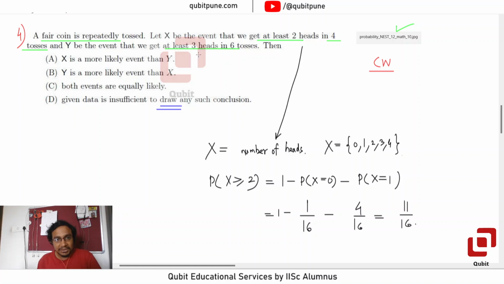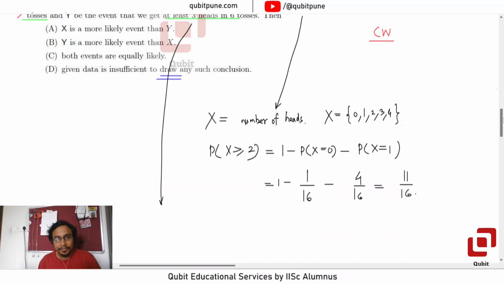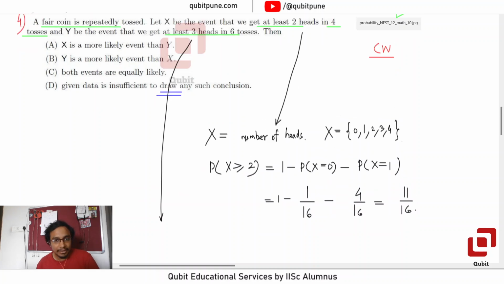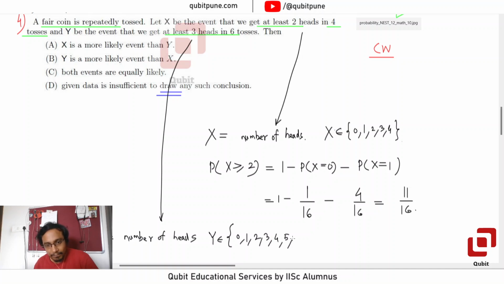Now let's go to this. At least 3. Let me write this here. And now let the random variable be denoted by y, number of heads again. So what will its range be? Oh sorry, instead of saying x equal to, I should have said x belongs to. Y belongs to. So here we have to go up to 6. Okay, we need to go till 6.